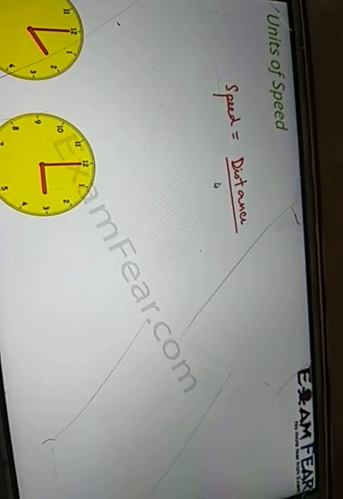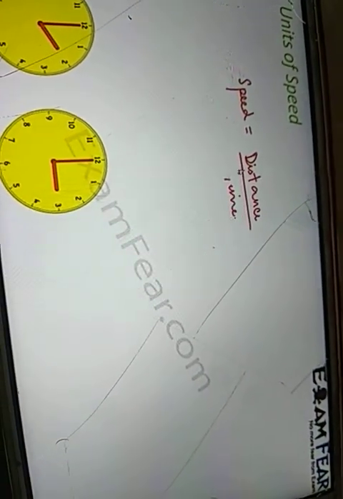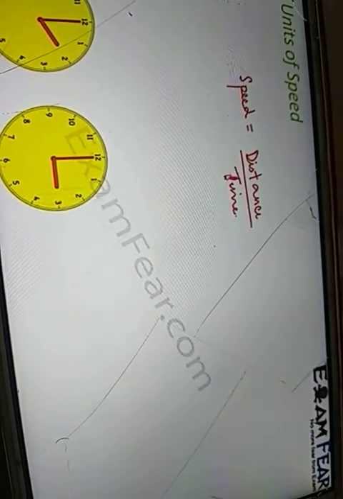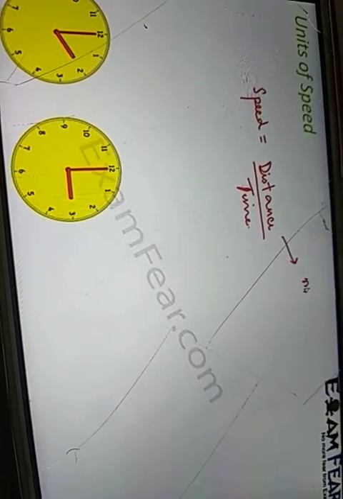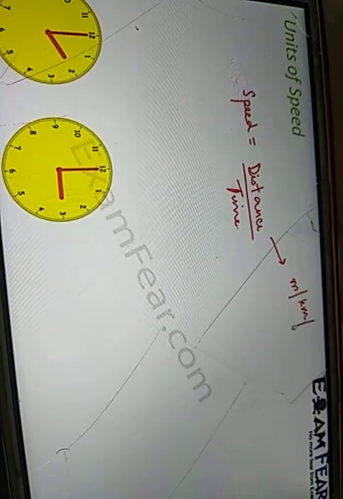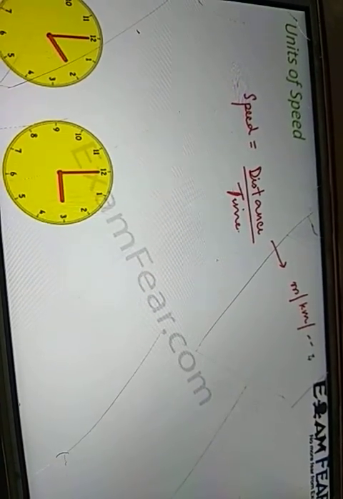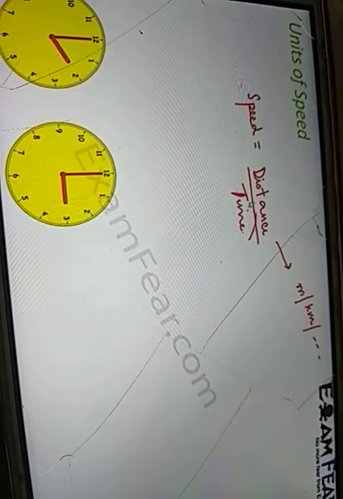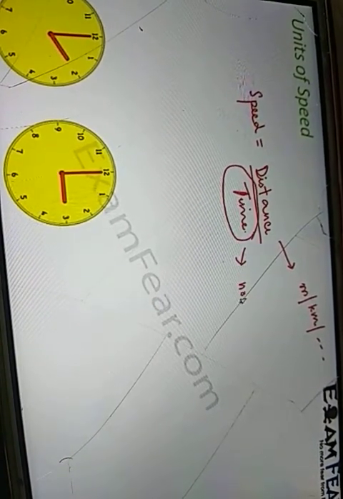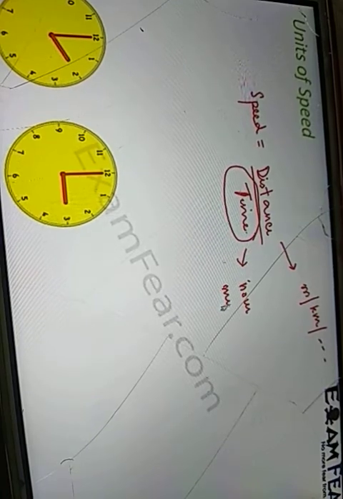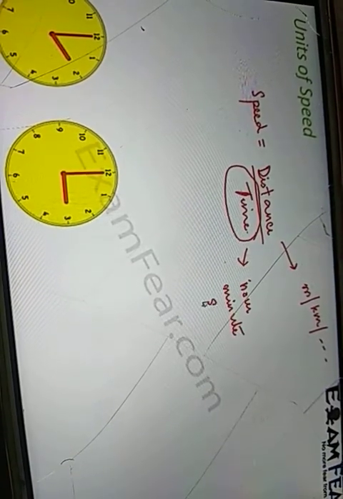So how do we determine speed? How do we define speed? How do we measure distance? Distance is measured in lengths. So distance is measured in meter, kilometer. These are the units to measure distance. And now how do we measure time? Time is primarily measured in three major units: hour, minute, and second.